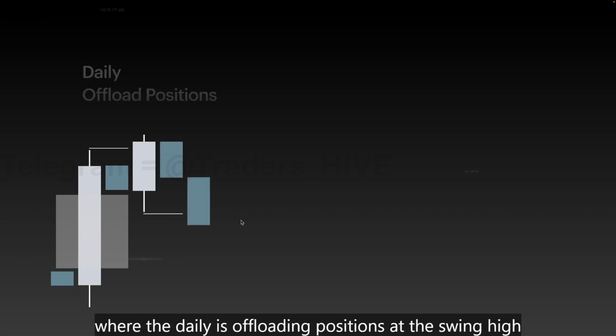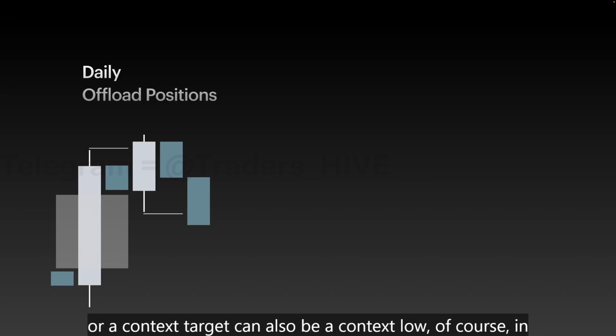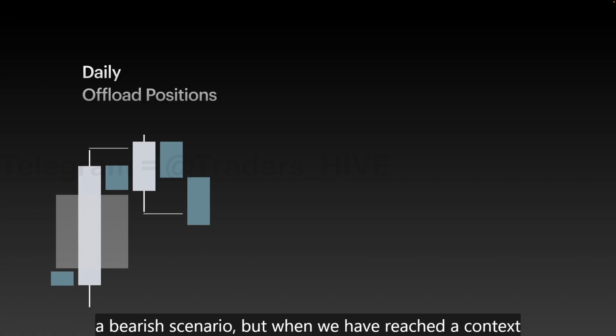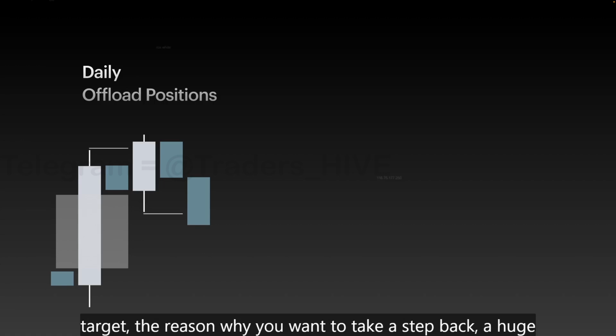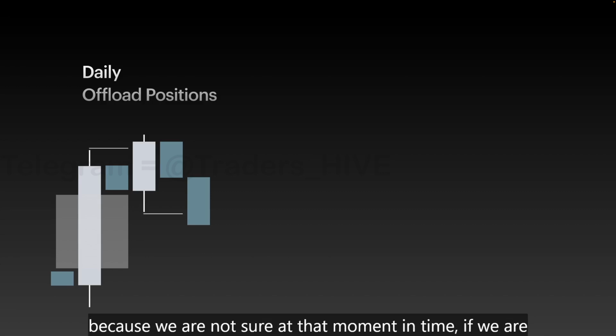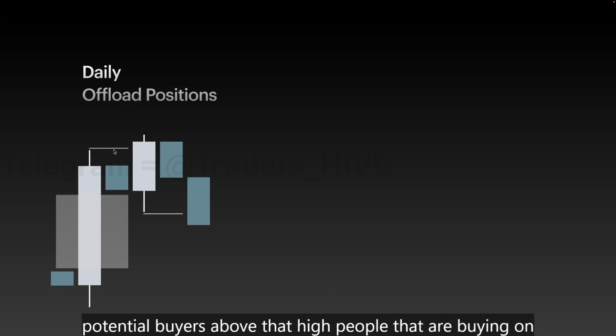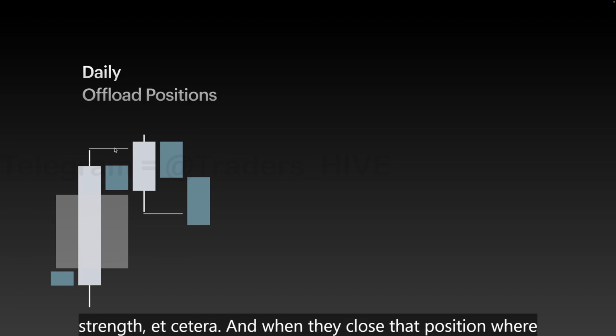Because that's under a condition where the daily is offloading positions at the swing high right there. So the reason why, after we reach a context high or a context target, which can also be a context low, of course, in a bearish scenario, but when we have reached a context target, the reason why you want to take a step back, a huge step back, and not get involved anymore, or at least wait, is because we are not sure at that moment in time if we are offloading positions. And offloading positions is when the buy position gets closed right there. So they are selling to new potential buyers above that high, people that are buying on strength, etc.